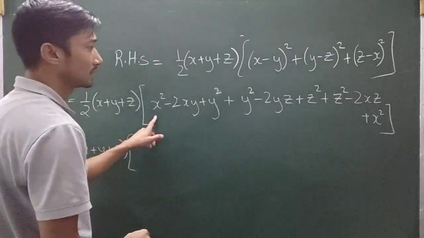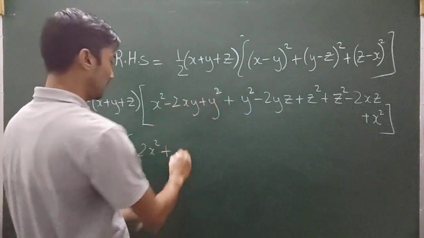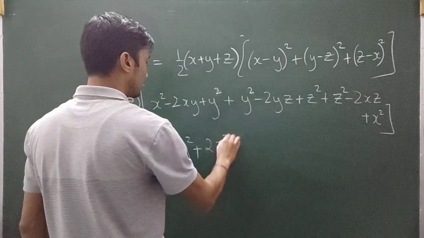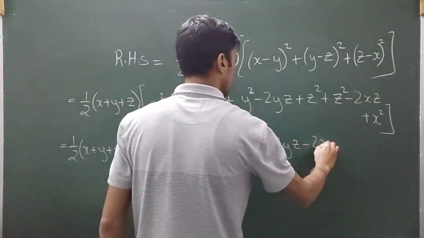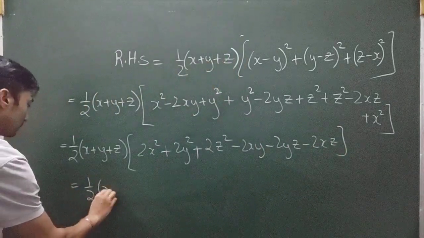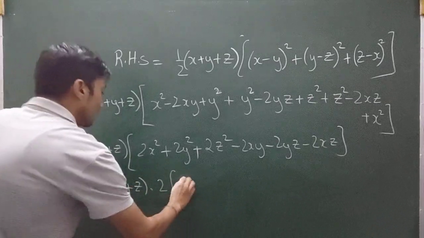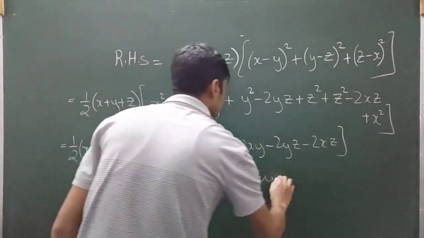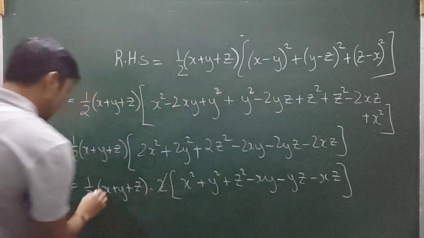So now, for xx we have 2x squared, plus yy we have 2y squared, plus zz we have 2z squared, minus 2xy minus 2yz minus 2xz. So 1 by 2, x plus y plus z. I'll take 2 common from this, because every term has a 2 here. So this 2 and 2 have been cancelled.